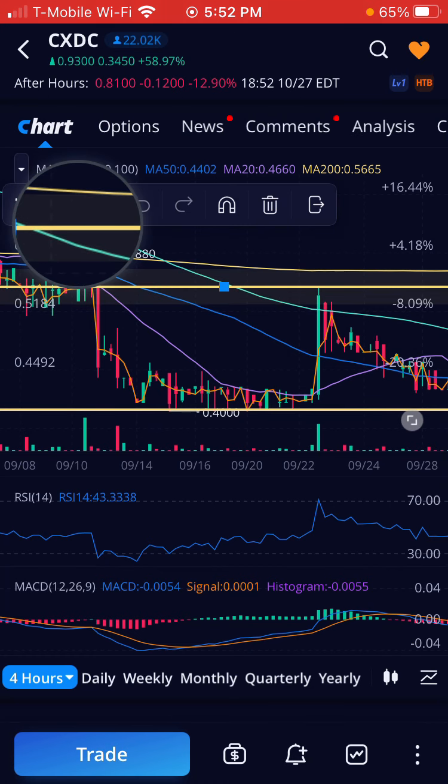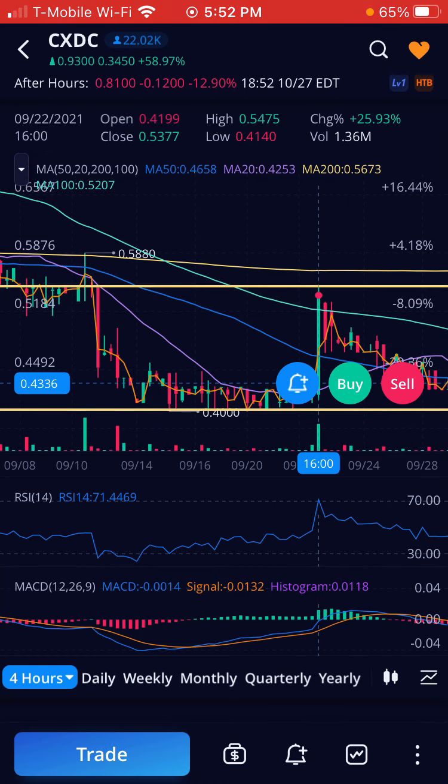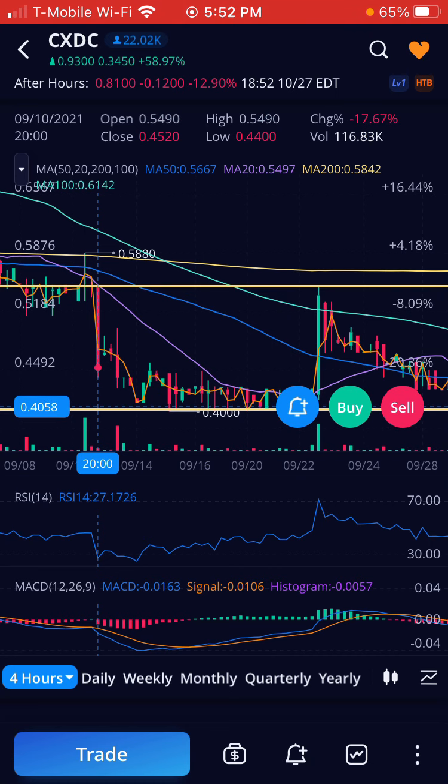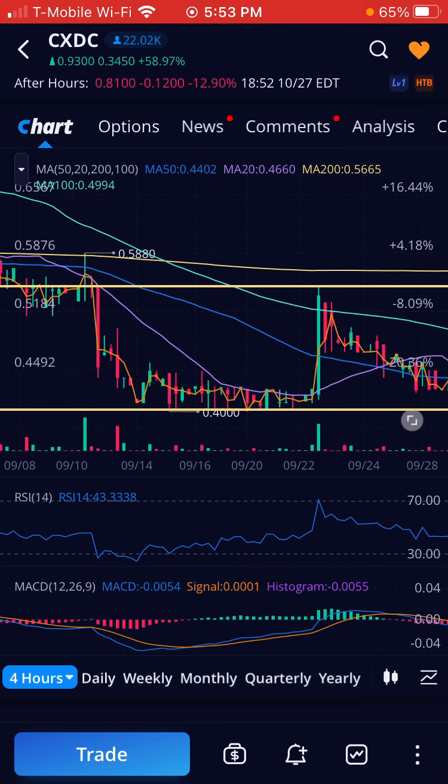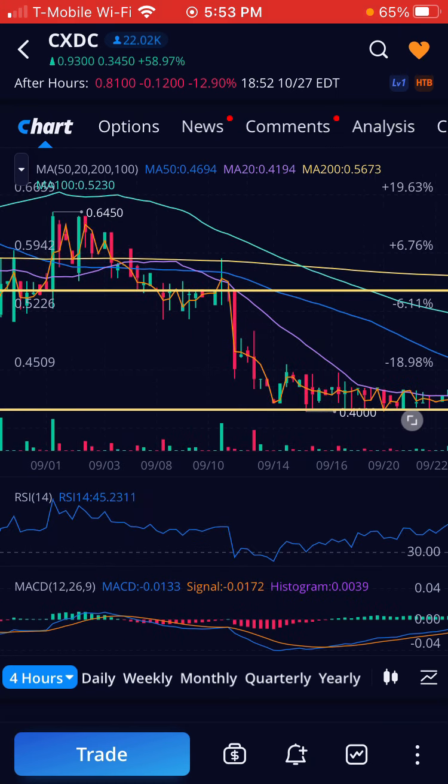This is a resistance up here. As you can see, this candle comes up, touches it. This candle is touching it as well. So this is a resistance line.